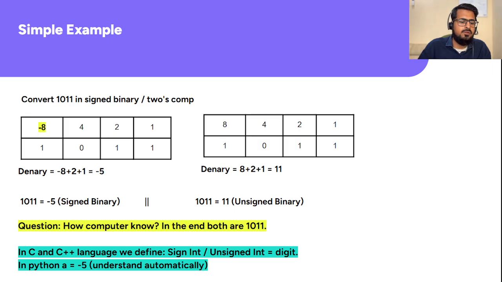If, for example, you say x is equal to 1 or minus 1, it will understand whether I'm talking about the signed or the unsigned, right?